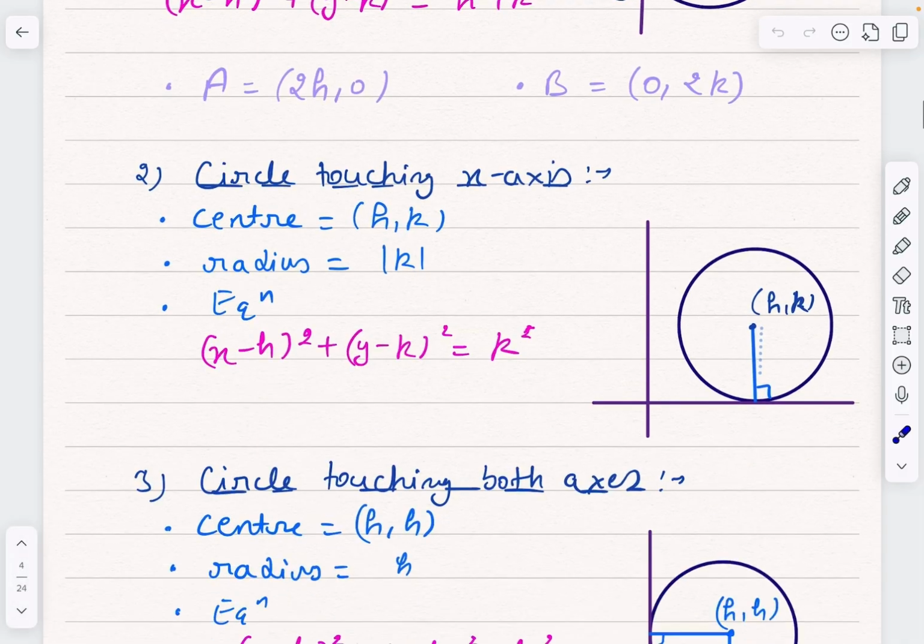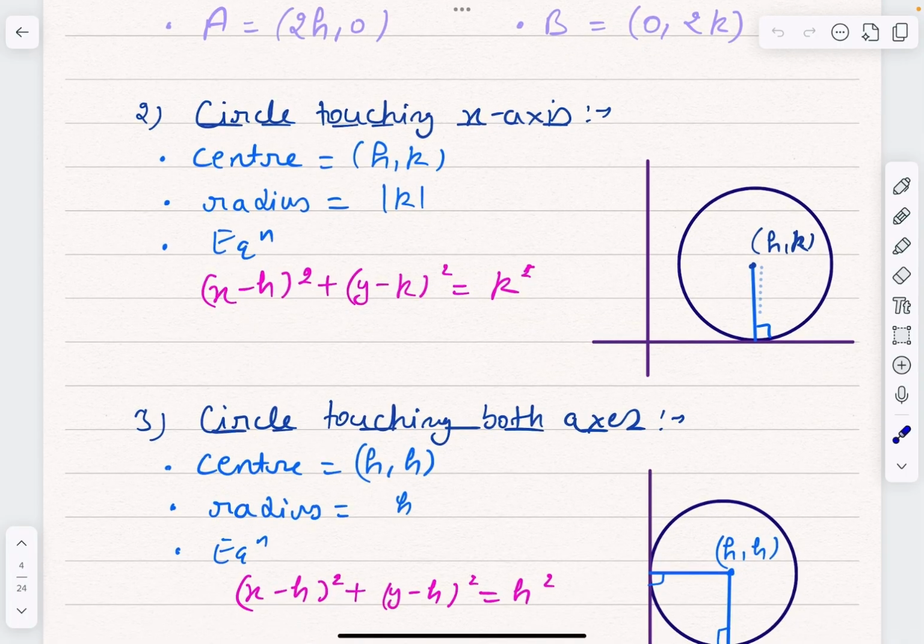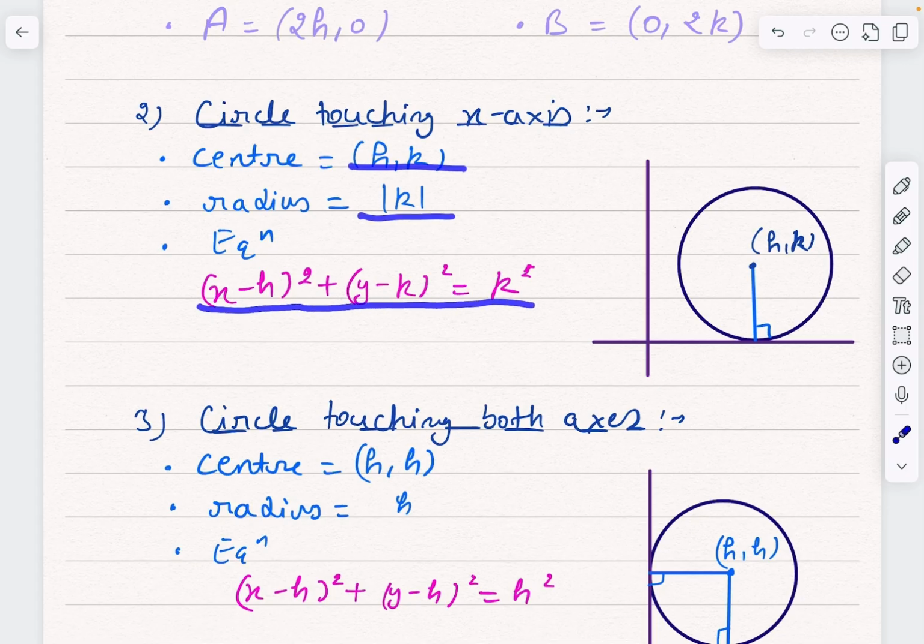Next case, guys. A circle which is touching the x-axis. So if a circle is touching the x-axis, you will see its radius will be nothing but the y coordinate, basically the modulus of the y coordinate, because the distance from the x-axis will be the radius. That will be nothing but mod k, because k could be positive or negative. So center h comma k, radius mod k, the equation will be x minus h square plus y minus k square equal to k square.